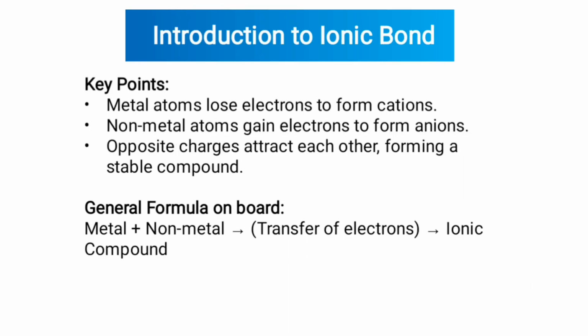Now, key points to be noted: metal atoms lose electrons to form cations. Non-metal atoms gain electrons to form anions. Opposite charges attract each other, forming stable compounds. General formula: metal plus non-metal, and when transfer of electrons takes place, an ionic compound is formed finally.